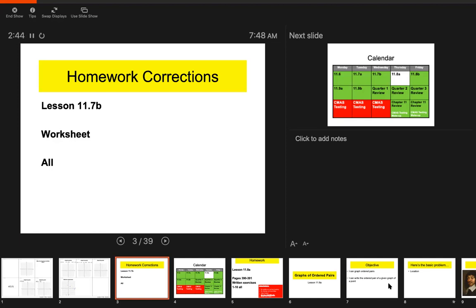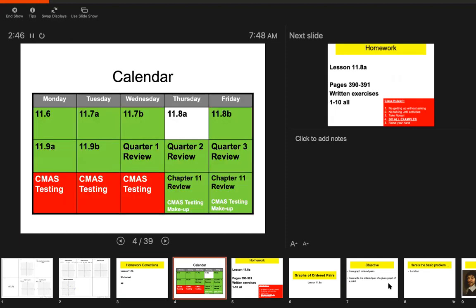So looking at the calendar real quick, like I said, we're going to finish the chapter on Tuesday, and then we are moving into CMAS mode. CMAS is going to take 6 days, 3 days of prep and then 3 days to take the test, and then we'll come back and take our Chapter 11 test. Yes, we're going to need 2 days of review because you guys will forget some things.